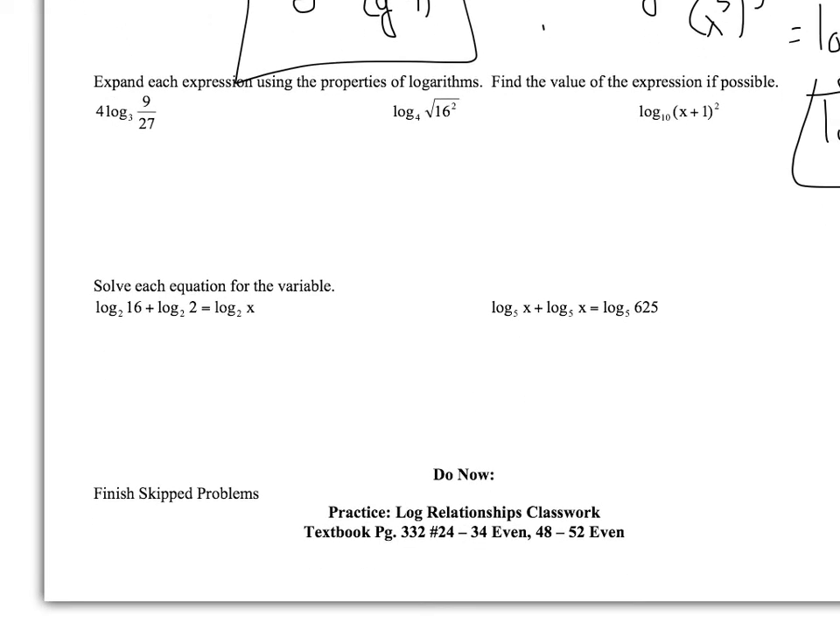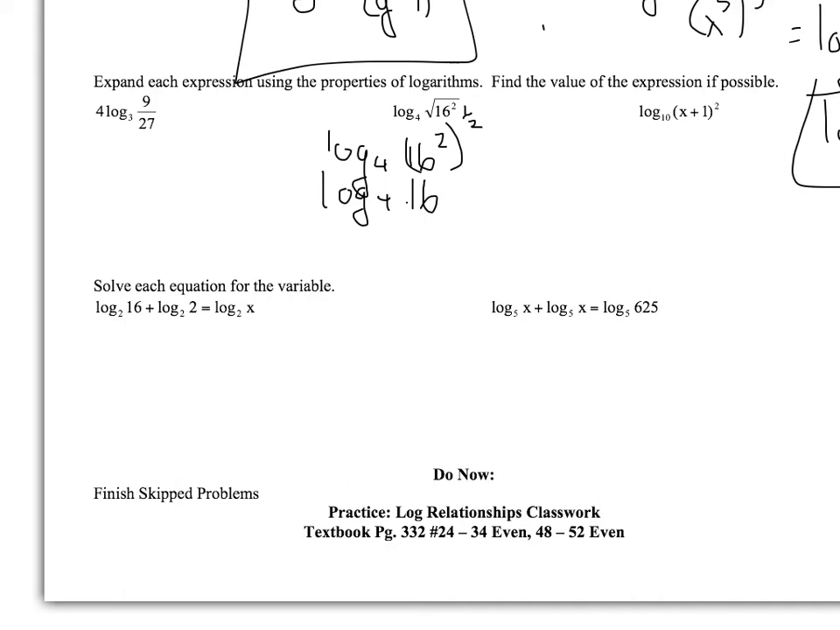This next part is going backwards. It says expand the expression, find the value if possible. So again, I'm going to skip the first one. Let's look at the next two. Okay. So this square root can be rewritten before I even start this problem. That square root is the same as the 1/2 power. Well, 16 squared to the 1/2 power is just 16. And actually, this is all we can do with that problem. There's really nothing to expand there.